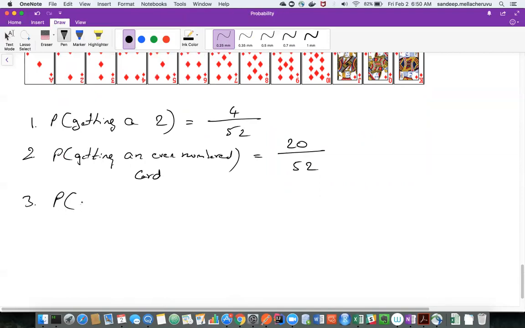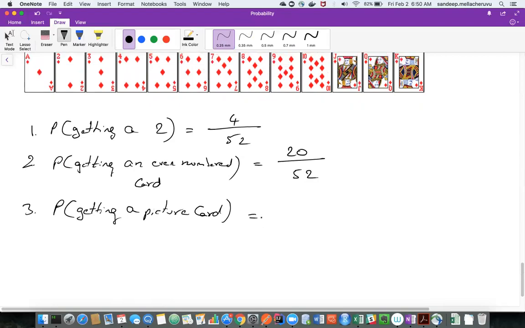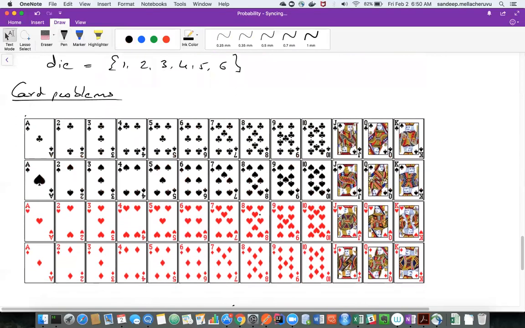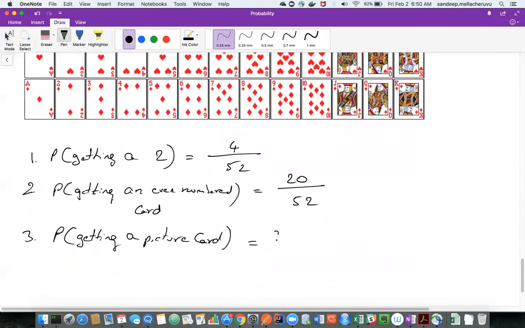Yes. Okay. Probability of getting a picture card. Again, picture cards are only J, Q, K. You can answer based on this. 3 into 4 by 52. Yeah, 3 because every suit has 3, and you have 4 suits, so 3 into 4, which is 12. So 3 into 4 by 52, which is 12 by 52.